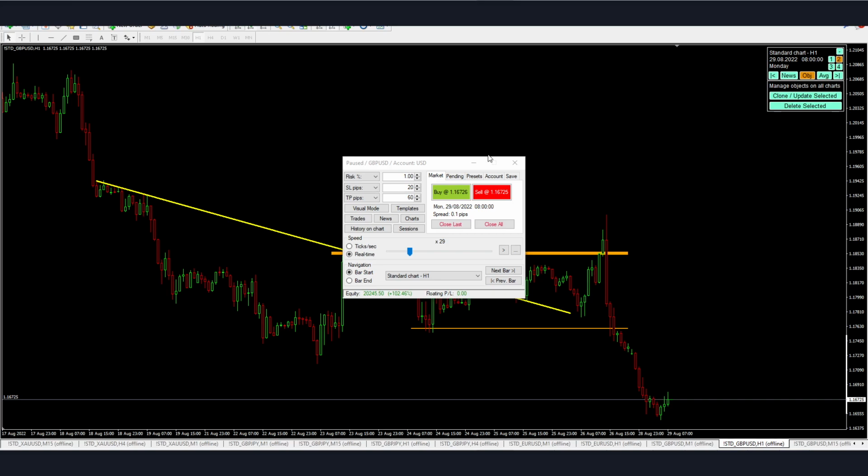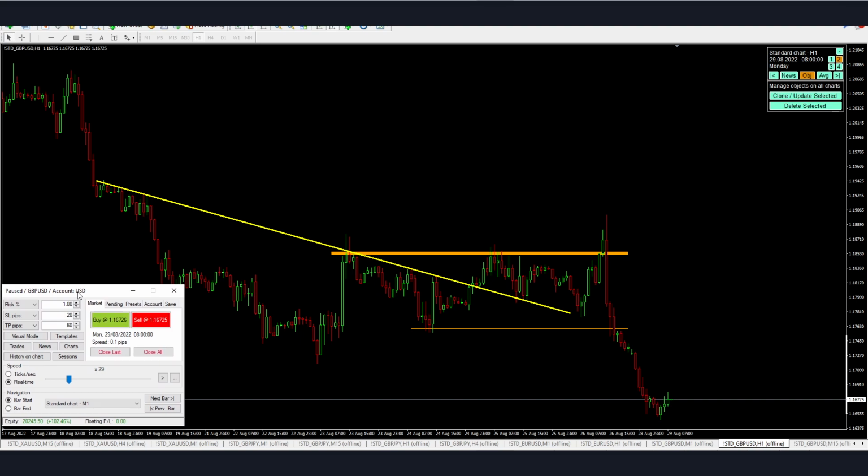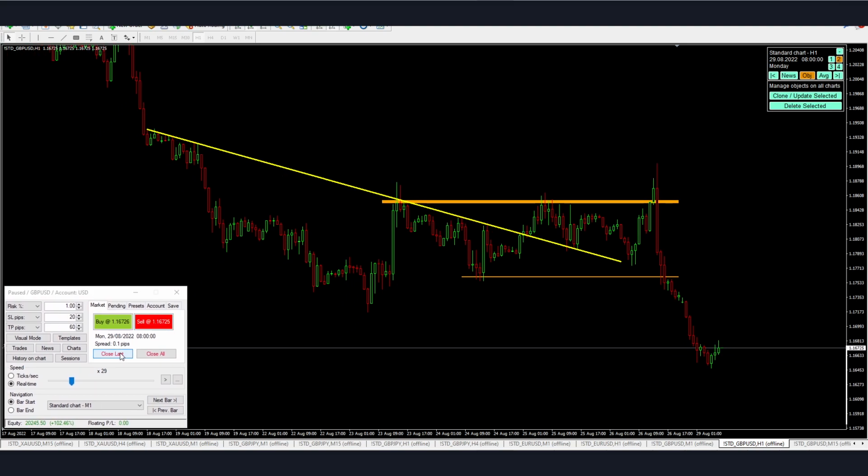So welcome everybody into another backtesting session. We're going to do a quick, or not quick, backtesting session on GBPUSD.